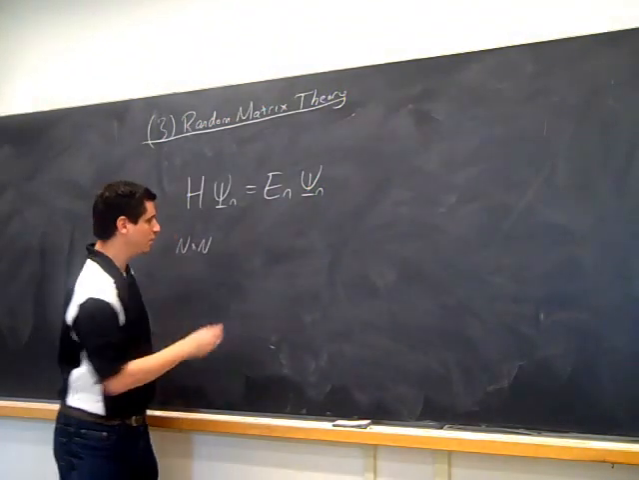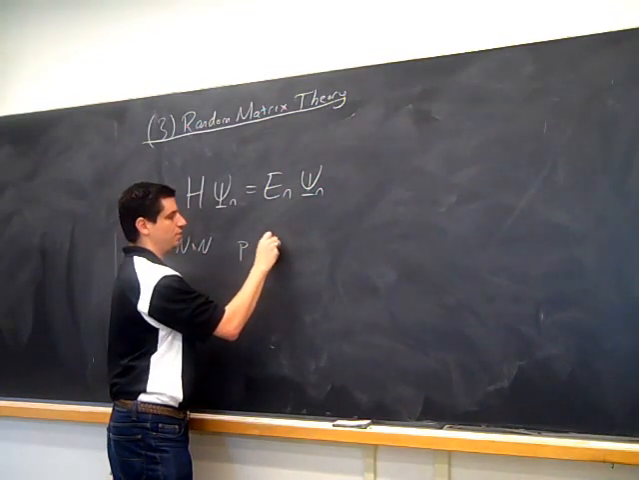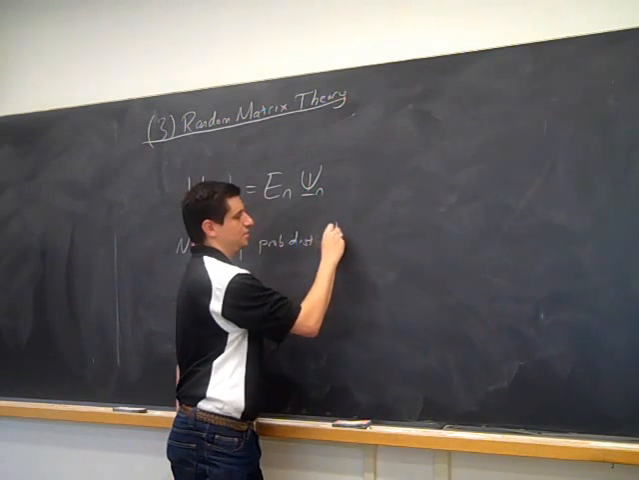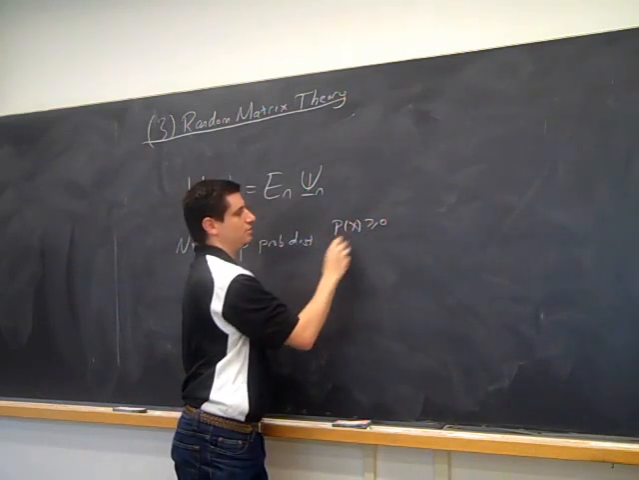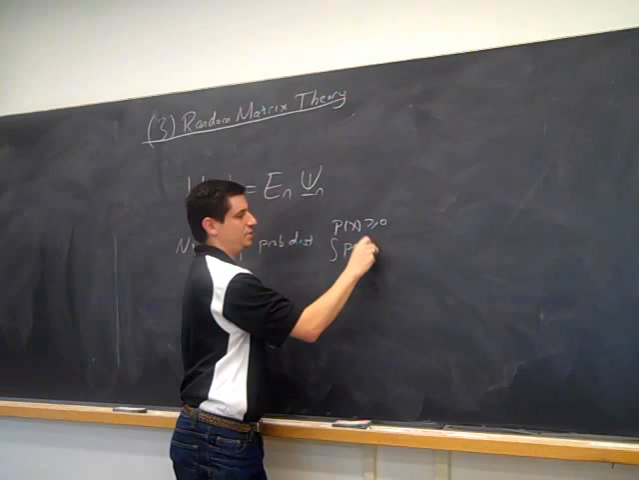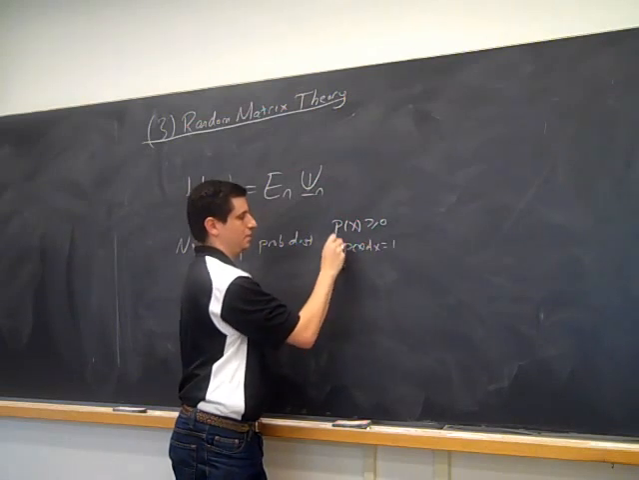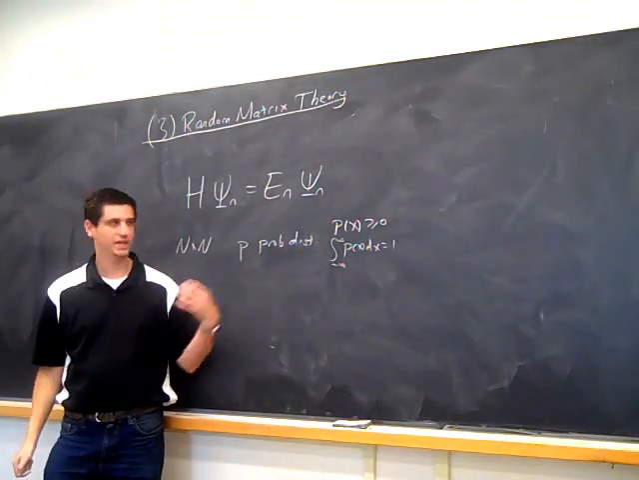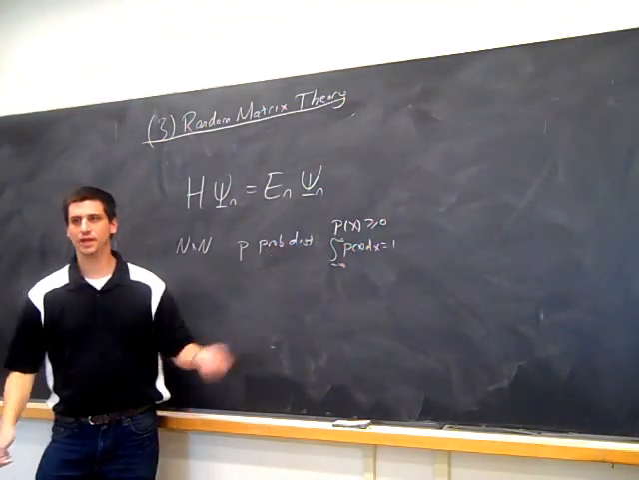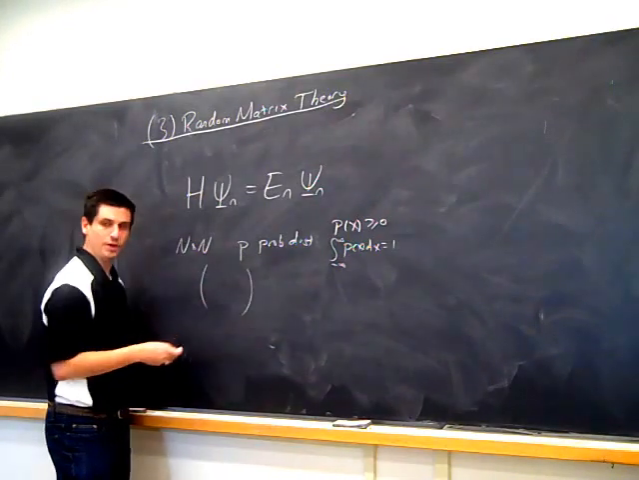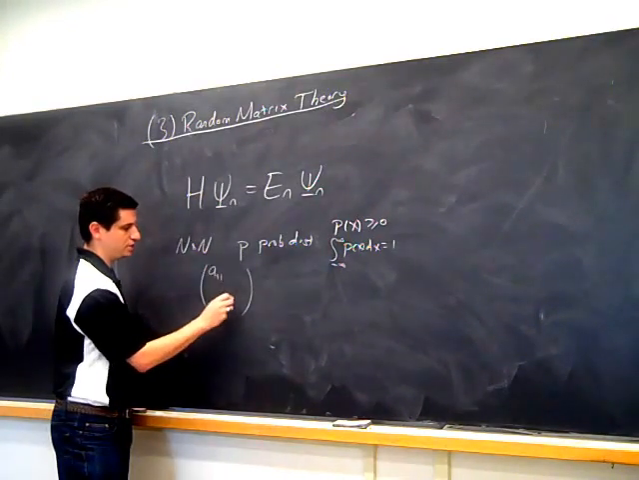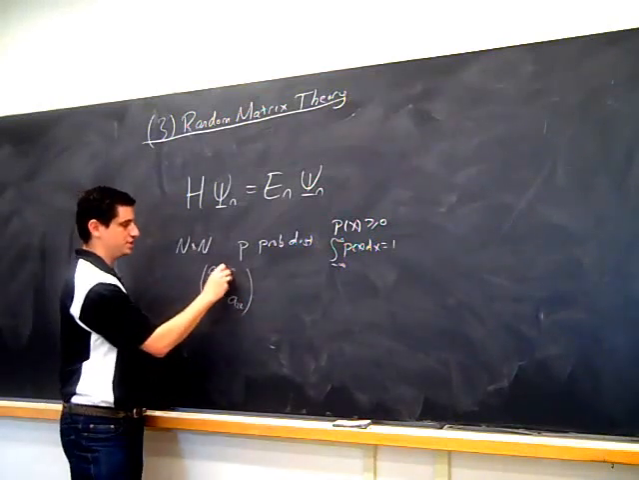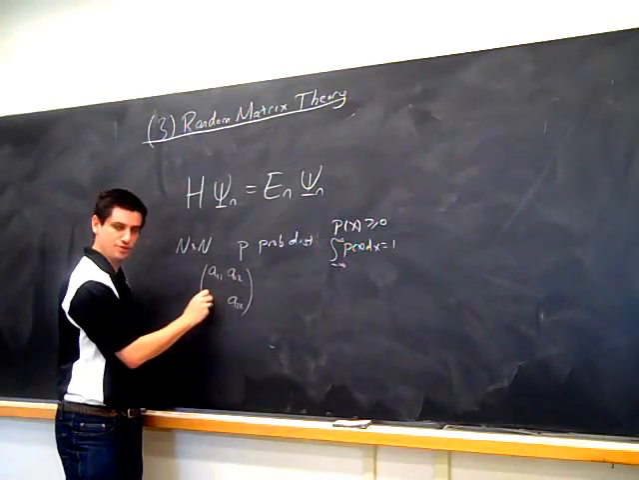I'll fix some probability distribution P. So P is a probability distribution. So P of x is greater than or equal to 0, and the integral of P of x dx equals 1. And what I'll do is I will choose each independent entry of my matrix independently from this probability distribution. So for instance, if I have a 2x2 real symmetric matrix, I choose this entry from my distribution, I choose this entry from my distribution, I choose this entry from my distribution, and then this entry is forced on me.